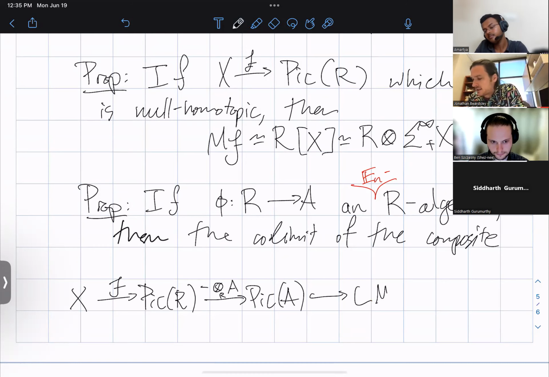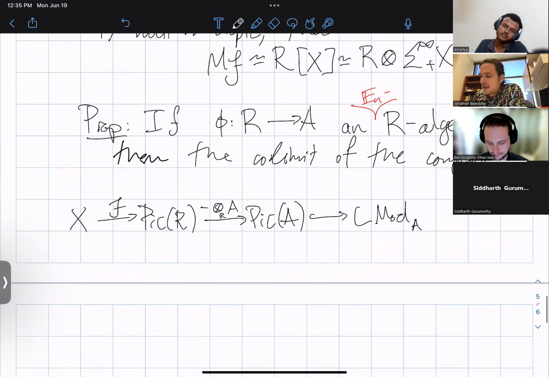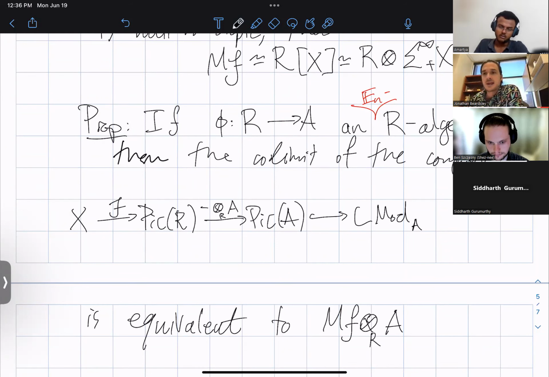And then I can take the colimit, which lands in A mod. And the thing that I'm going to get is just whatever the Thom spectrum of MF was, tensored over R up to A. So taking Thom spectra commutes with base change. And again, maybe this isn't so surprising. Tensor product is a left adjoint, so it should preserve colimits. And that's exactly what's going on here.